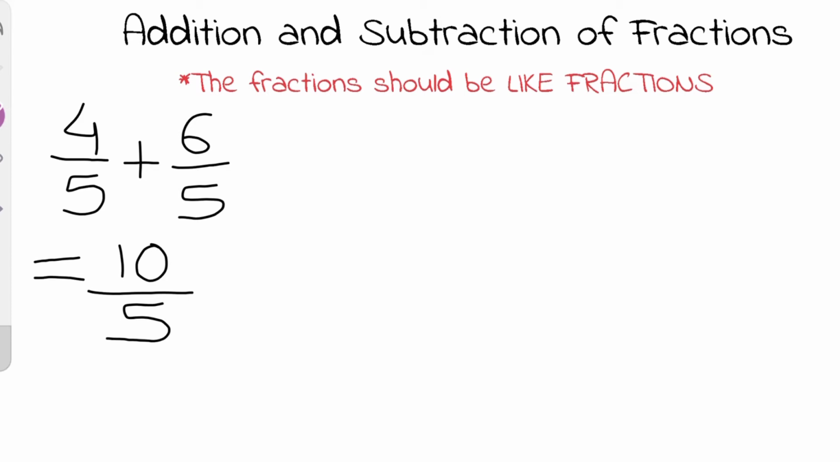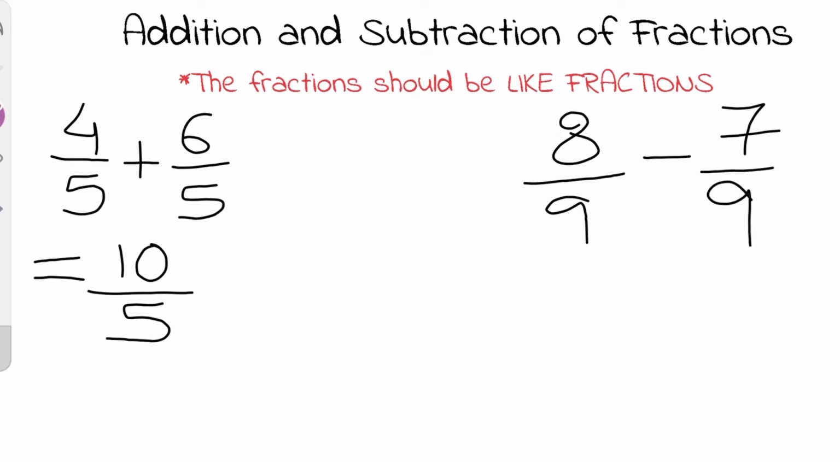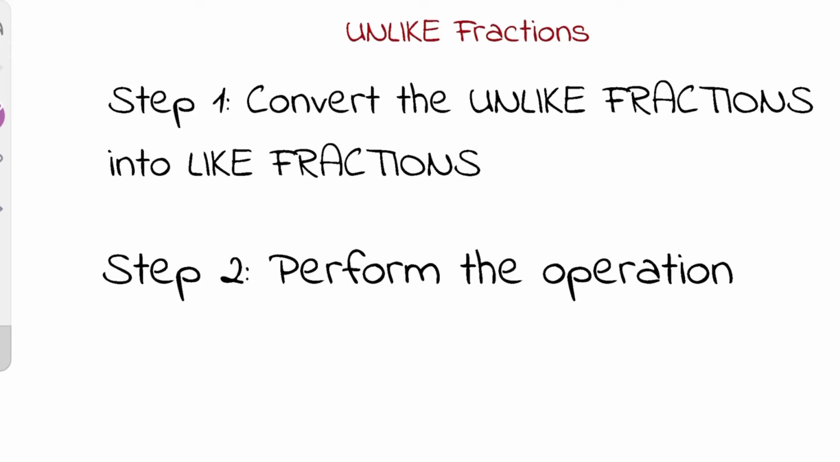Similarly, if we have to do the subtraction, for example, 8 by 9 minus 7 by 9. Now these are again like fractions. So again we will simply see the numerator and perform the operation. So 8 minus 7 is equal to 1. So 1 upon 9. Easy? Very easy. Now let's see, if the fractions are unlike fractions, then what we have to do.